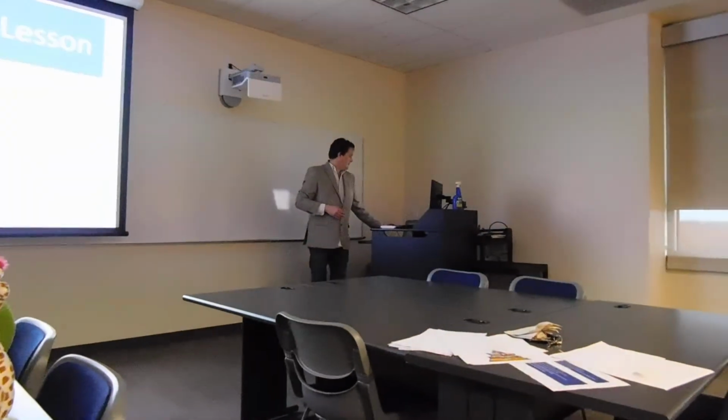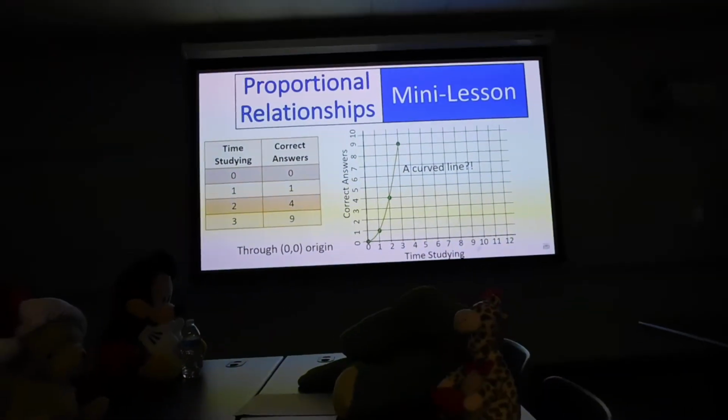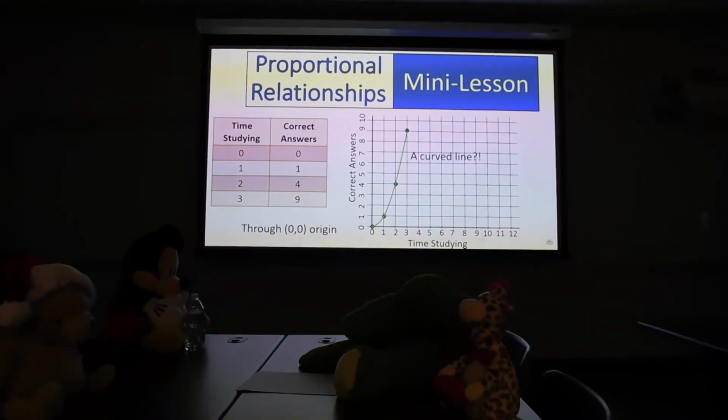Now if we graph this, it does pass through the origin, but you'll see it's not a straight line, it curves. So therefore this is not proportional.